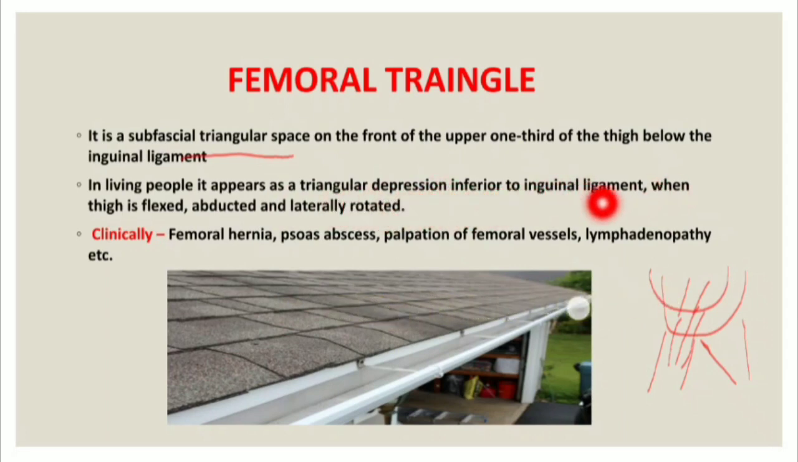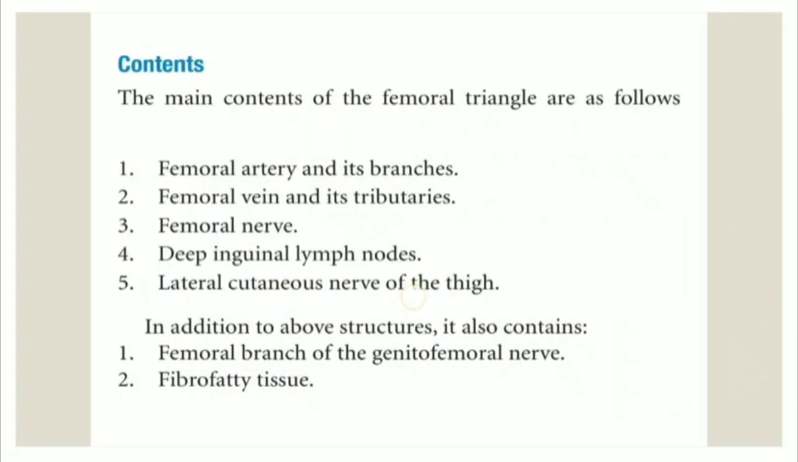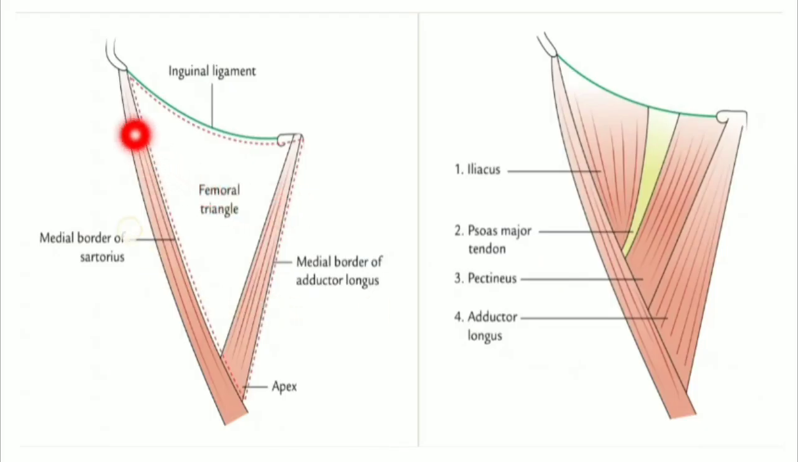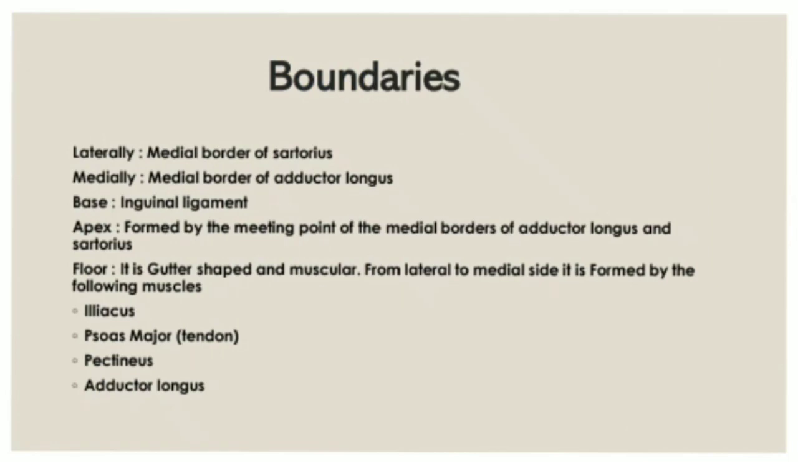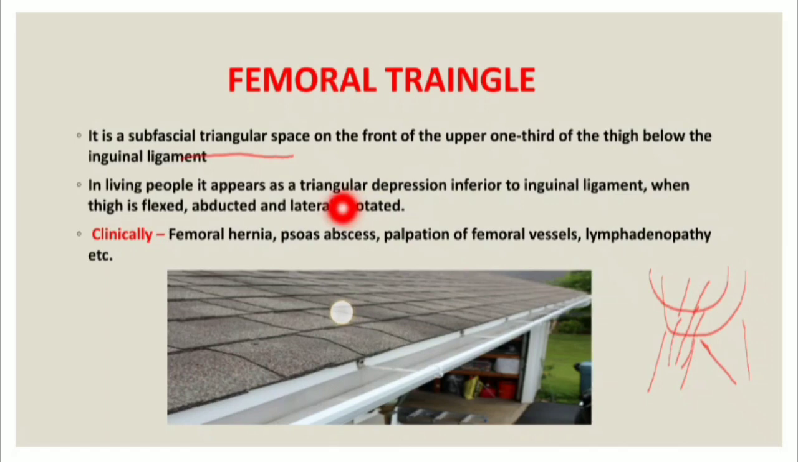Inferior to the inguinal ligament when the thigh is flexed, abducted and laterally rotated. Okay, what do you mean by that? See, when you flex your thigh, abduct your thigh and rotate it laterally, you can see the triangular depression or triangular hollow below the inguinal ligament. So try it out. If you flex, abduct and laterally rotate your thigh, you are able to see the femoral triangle.